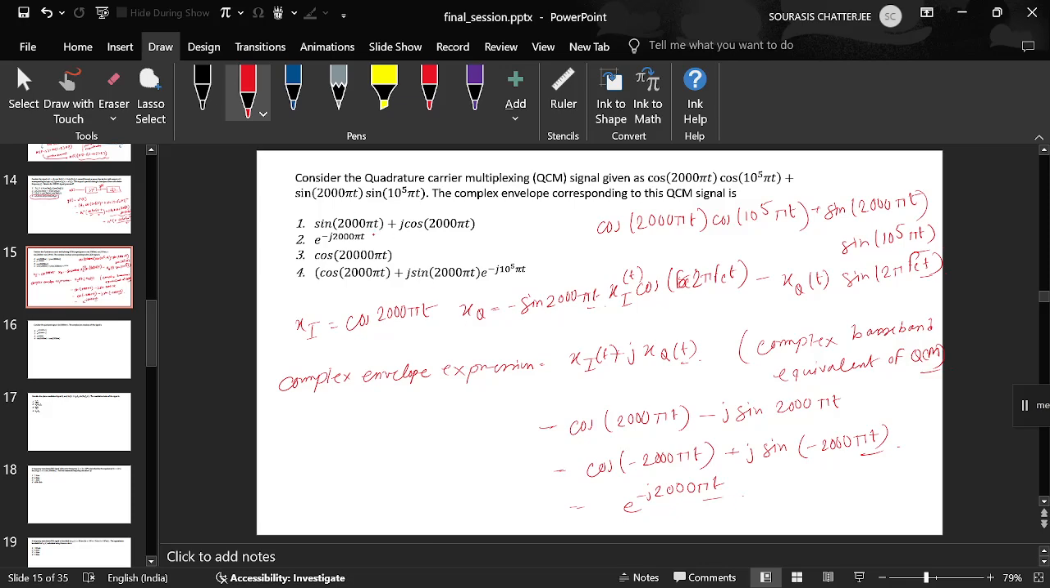So the complex envelope expression is given as follows. The complex pre-envelope, by the way, is given as x_i(t) + j x_q(t) times e to the power j 2 pi fc t. That is basically a passband equivalent, but since we are asked about the complex envelope, which is nothing but the baseband equivalent of QCM, the second one is the answer.